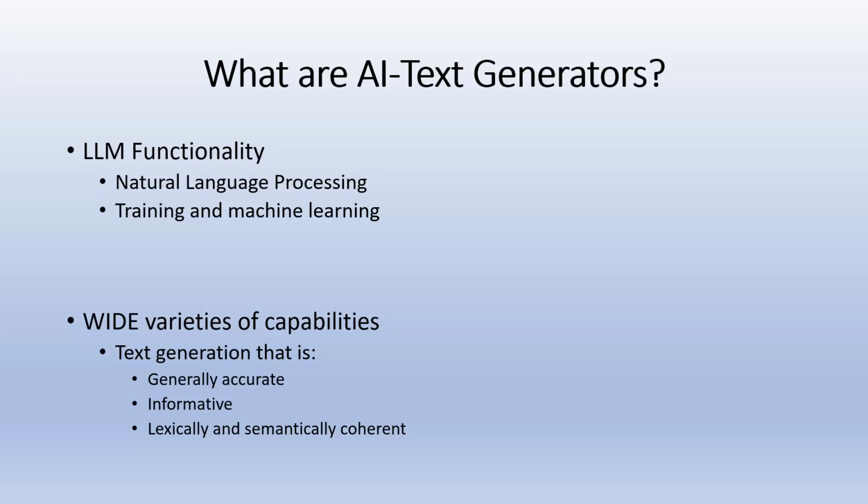In LLM functionalities, they're trained on extraordinarily vast data sets of different types of writing, be it human generated or AI generated. And this allows them to have incredible capabilities such as translations and summarization. However, what they're most commonly known for is actually generating text in response to human prompts. And these texts are generally accurate, informative, and both lexically, semantically, grammatically coherent.